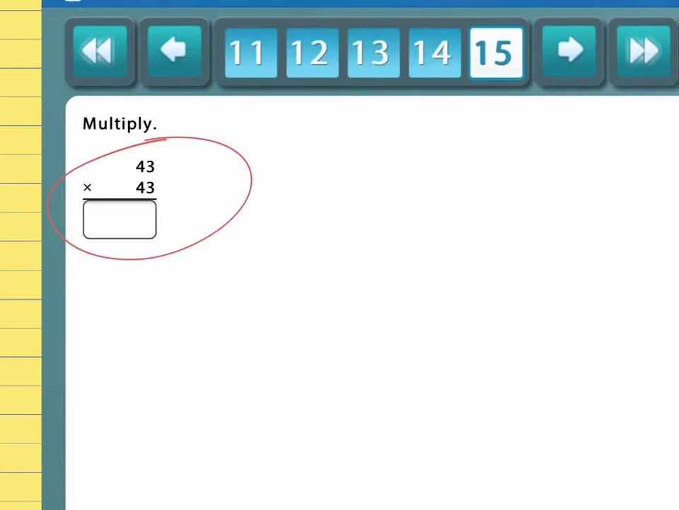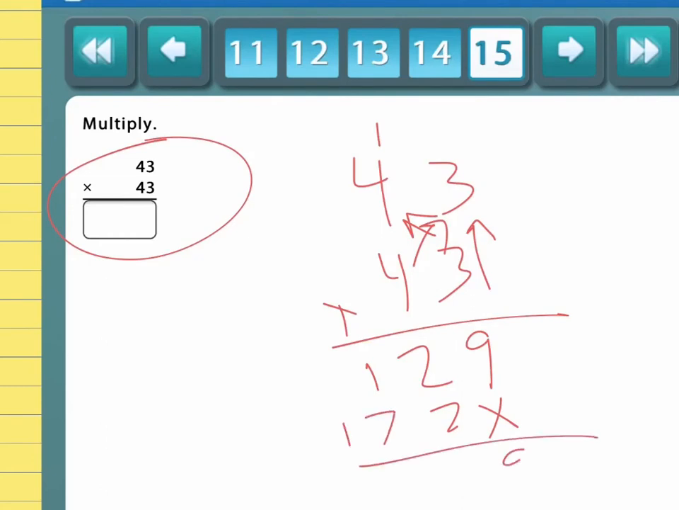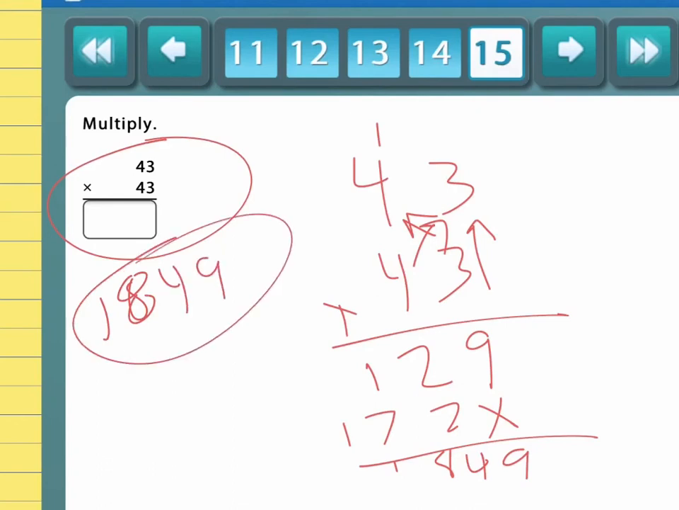All right, these are just more practice problems. 43 times 43. I'm going to go shortcut method. 43 times 43. Let's sprinkler it up. 9, 12, place value holder, 12, regroup above, 16, 17, 9, 4, 8, 1, 1, 8, 4, 9. Check it with a calculator before you move on.